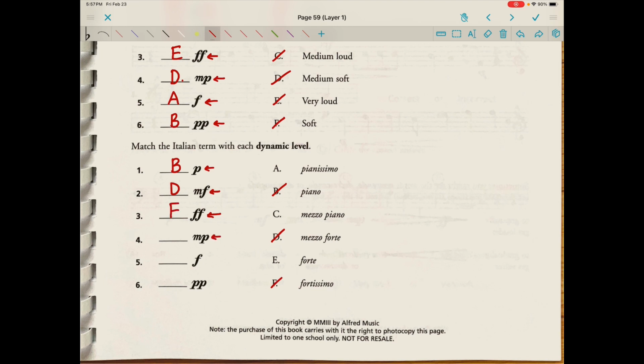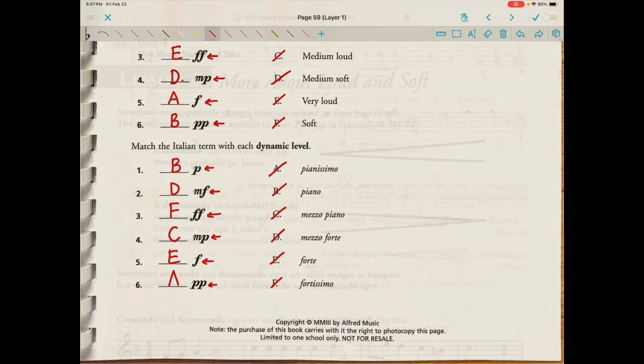Then we have MP for mezzo piano, medium soft, so this will be C. Then we have forte, which means loud, so we'll put our E right here. And then we have pianissimo, which is very soft, and we'll put our A here.